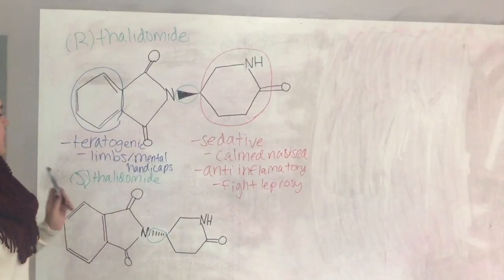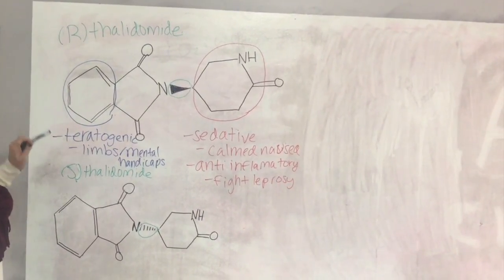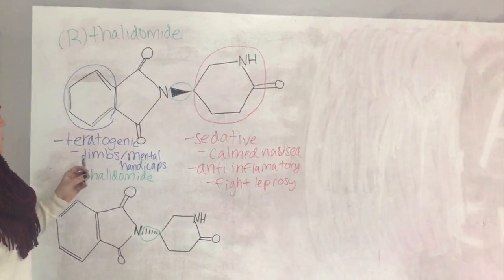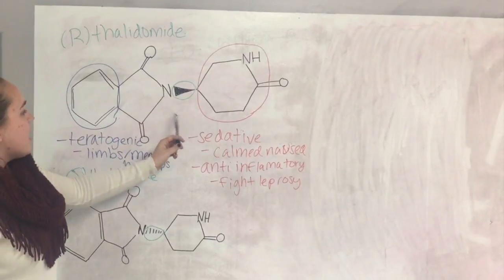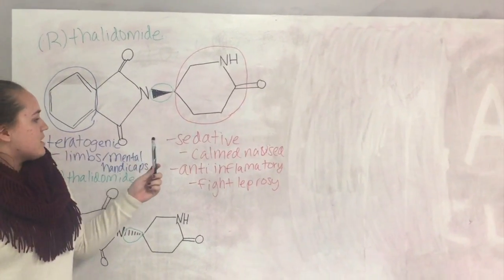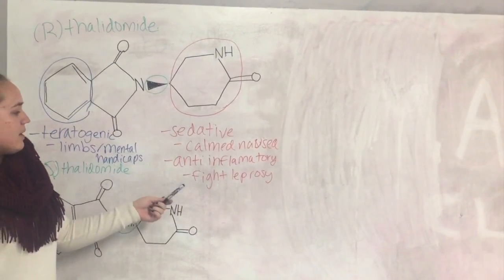So just to cover the main things again, what you really have to remember is that this left side was what was responsible for the teratogenic effects, which caused the deformations in the limbs and the mental handicaps. And this right side was what was responsible for making it a sedative, which resulted in calming the nausea, and it was also an anti-inflammatory, so it could help fight leprosy.